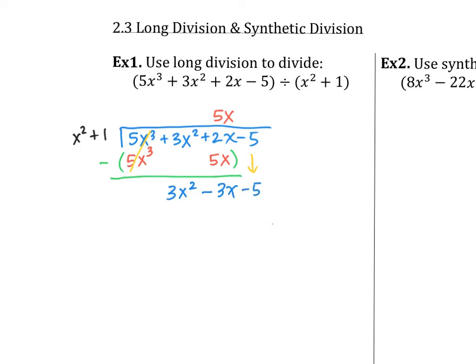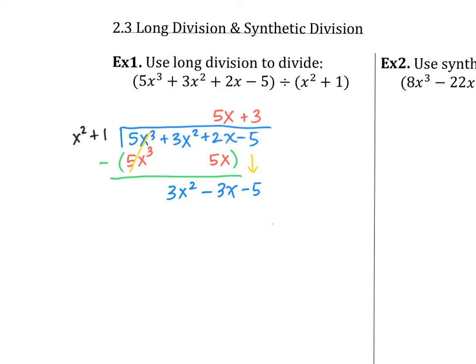Now I'm going to go through the process again. I have an x squared here. I want to think about what I multiply x squared by to get 3x to the second power. So that's going to be x squared times positive 3, so I'm going to put a positive 3. I'm going to multiply this out again: this 3 times this entire x squared plus 1. Distribute, line it up under the like terms.